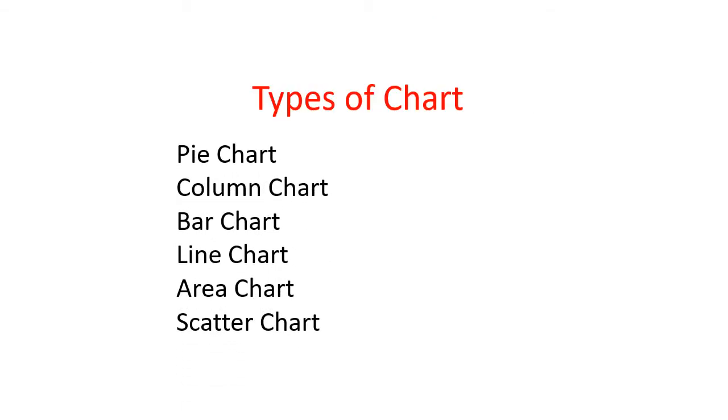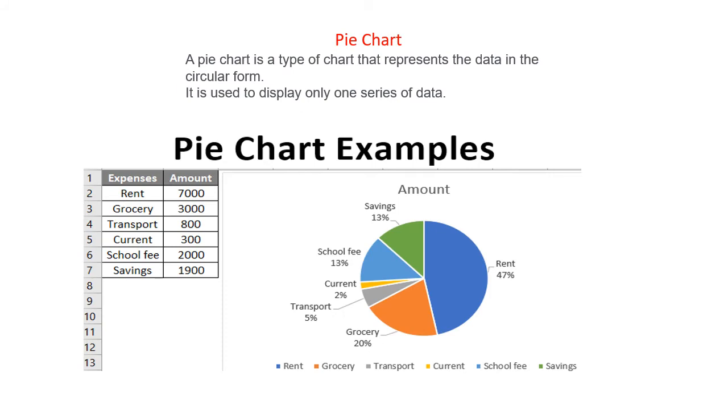Next is types of charts. Students, different types of charts in Excel. First is your pie chart, column chart, bar chart, line chart, area chart and scatter chart. We will discuss these charts one by one. First, what is a pie chart? A pie chart is a chart which represents the data in the form of a circle. This is an example of a pie chart. It is used to display only one series of data.